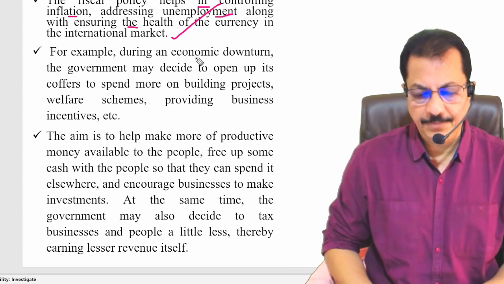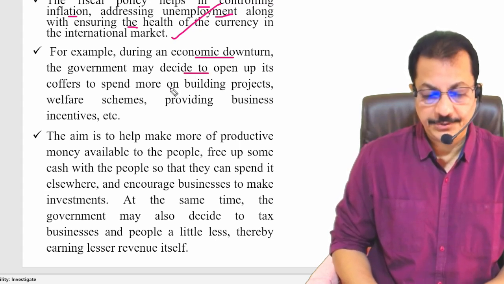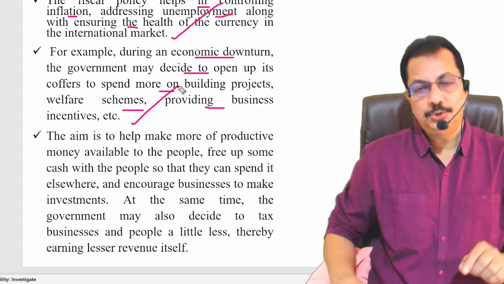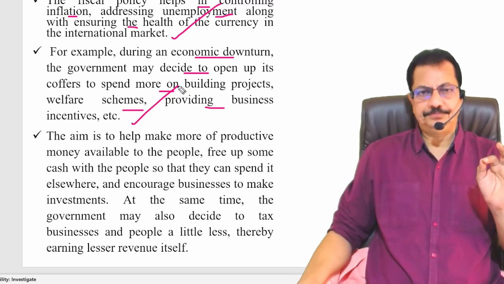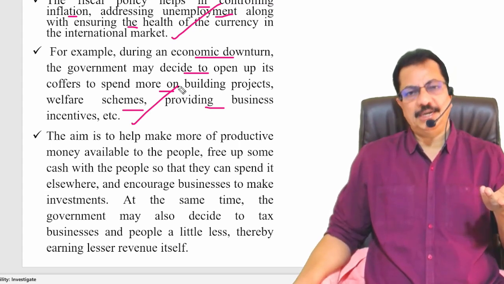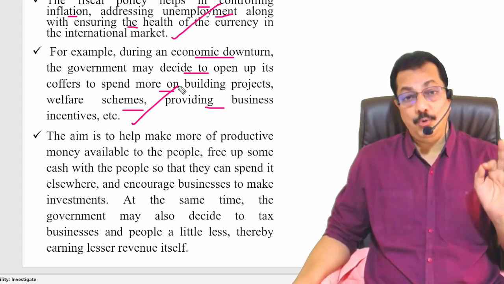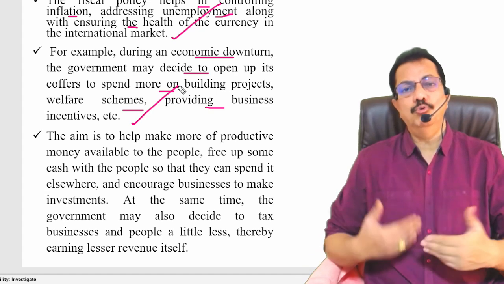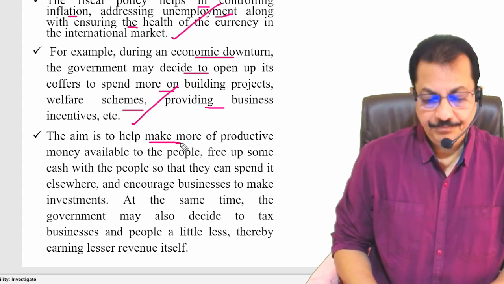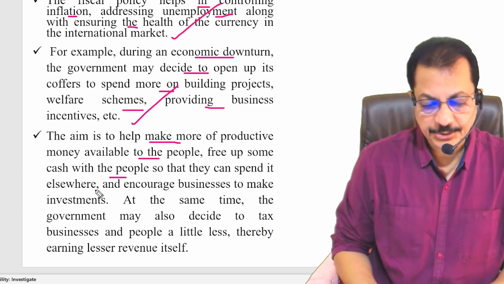Clear? Next, for example, during an economic downturn, the government may decide to open up its coffers to spend more on building projects, welfare schemes, providing business incentives, etc. So what is the meaning here? There is an economic downturn, and the government cannot become a mute spectator. The government has to act. During that time, the government will decide to spend more money on infrastructure so that it will boost the economy. Similarly, the aim is to make more productive money available to the people, freeing up some cash with the people so that they can spend it elsewhere.